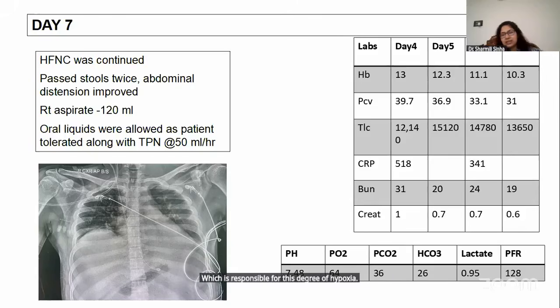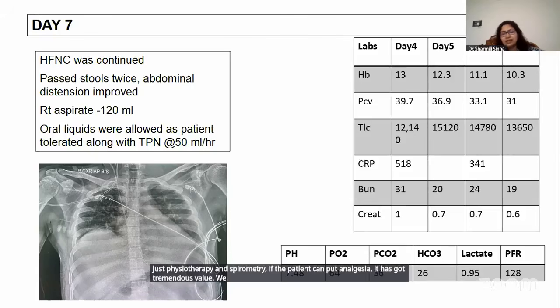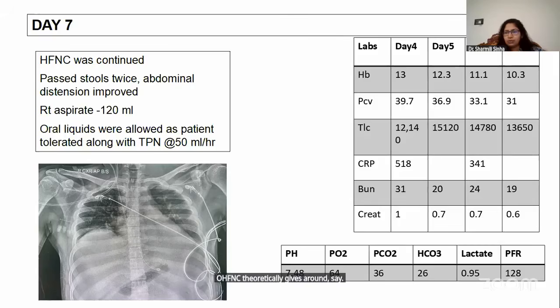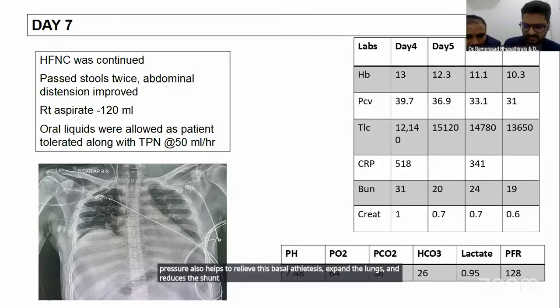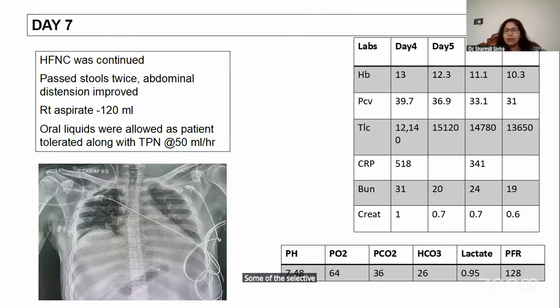So, in these cases, just physiotherapy and spirometry, if the patient can, with good analgesia, has got tremendous value. We have seen patients. And in fact, I would prefer to give some positive pressure in these cases. Though HFNC theoretically gives around say 8 millimeters of mercury, some positive pressure with the airtight mask also helps to relieve this basal atelectasis, expand the lungs, and reduces the shunts. We have managed few cases like that, and in some selective cases I would prefer NIV compared to HFNC. Please proceed if you do not have other questions.